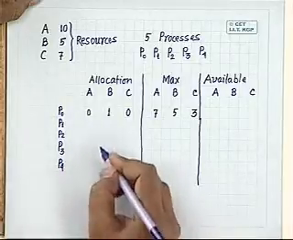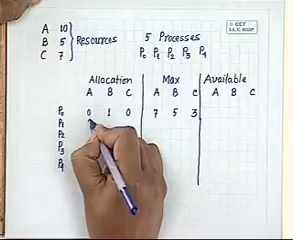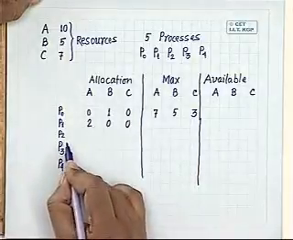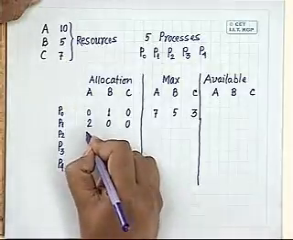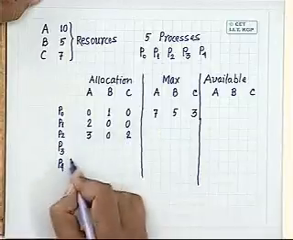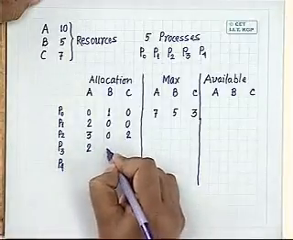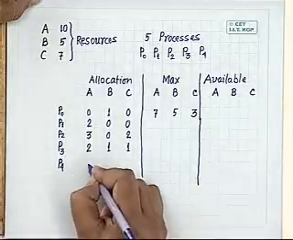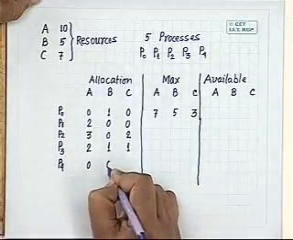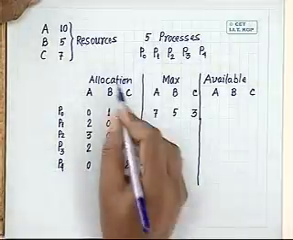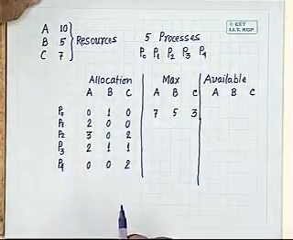Similarly, for process P1, let us assume that the allocation will be 2, 0, 0. For process P2, let us assume this is something like 3, 0, 2. For process P3, it may be 2, 1, 1. And for process P4, it may be 0, 0, 2. This is the allocation matrix for different processes.